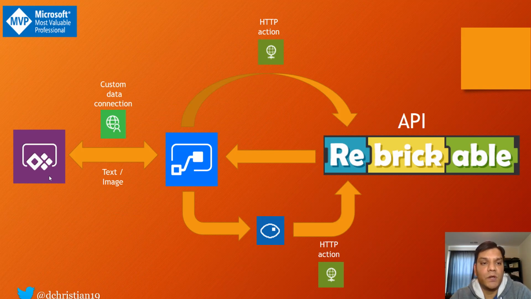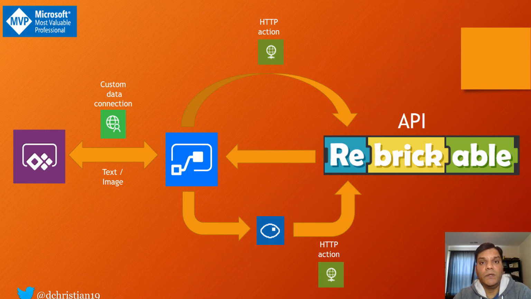Using PowerApps, I was able to create a custom data connection, and that custom data connection allows me to send the text or the image. Then from Flow, I'm able to make a condition that if it is just text, then go ahead and send that text using this HTTP action. I connect to the Rebrickable API and I get some information back.